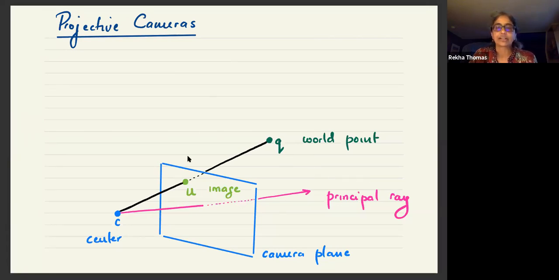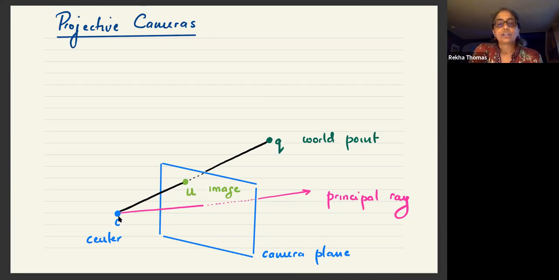So a projective camera, this is the affine picture of it. It basically has two components. It has this viewing plane, which is given by this blue rectangle here. And it has a center, which is a point in 3-space. And if you want to take a picture of a world point, which let's call Q, so this is a point in R3, what you do is you draw the line segment that joins Q to the center. You look at where it intersects the viewing plane, and that point, let's call it U, is called the image of Q. Okay, so this is how you take a picture.